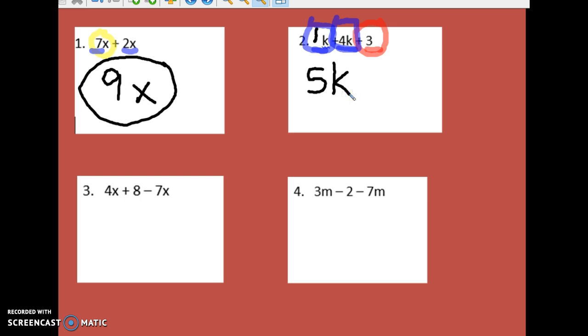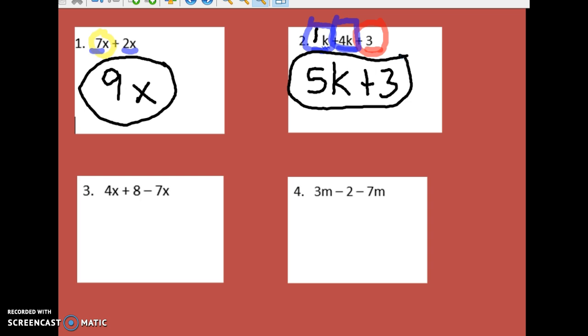Now the 3 doesn't have a k, so we can't add the 3 to what we already have as a 5k because it stands alone. If we had another number that did not have a variable, we could add those together. But since we don't have anything to add with the plus 3, we leave it as plus 3. So we've simplified our expression as much as we can, and we have a final answer of 5k plus 3.